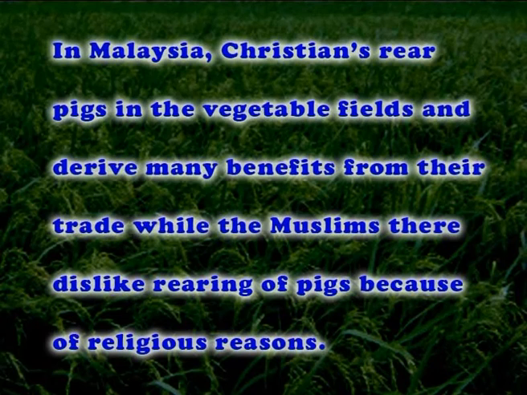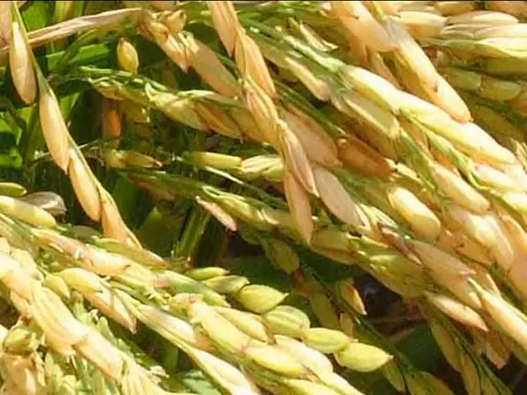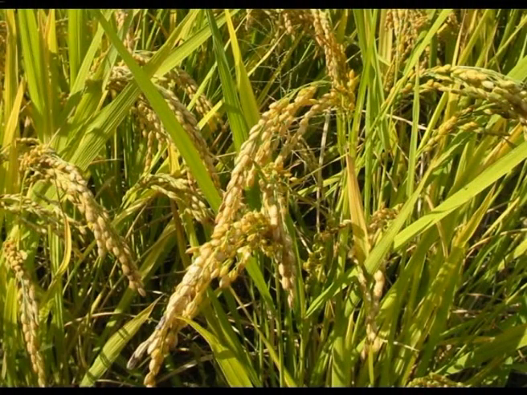In Malaysia, Christians rear pigs in the vegetable fields and derive many benefits from their trade, while the Muslims dislike rearing of pigs because of religious reasons. The inhabitants of Celebes after harvesting rice do not raise maize or any other crop because it is considered a religious crime, and so they leave the land fallow after the harvest of rice.